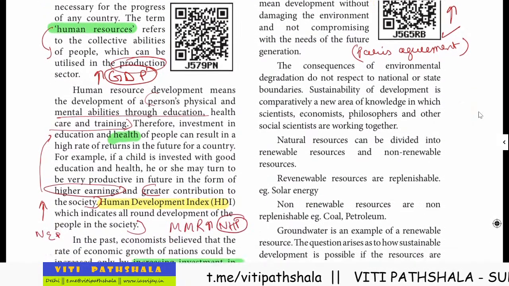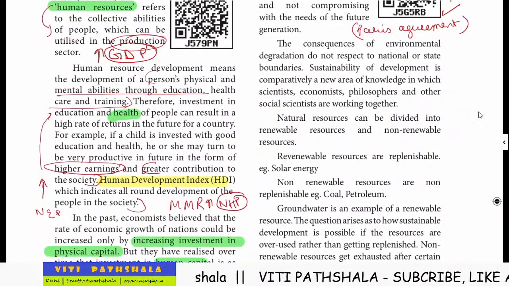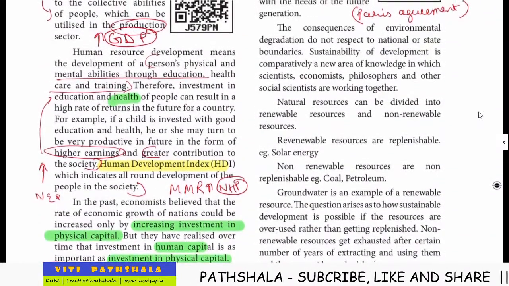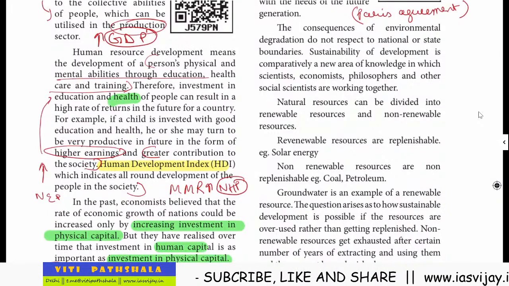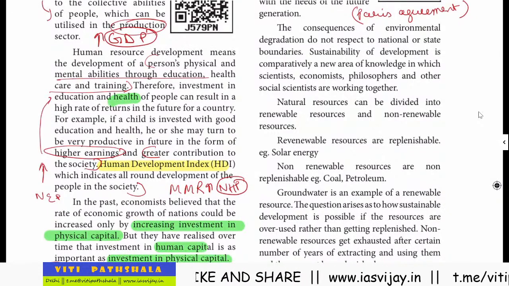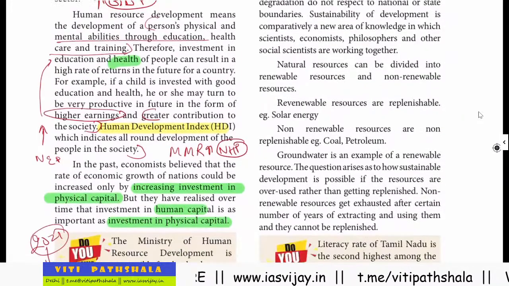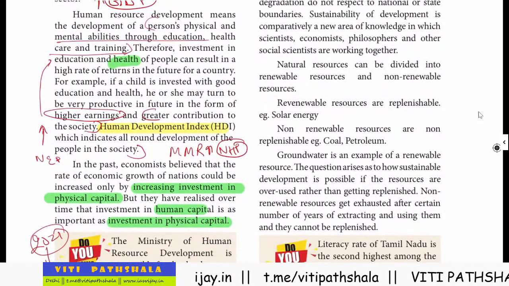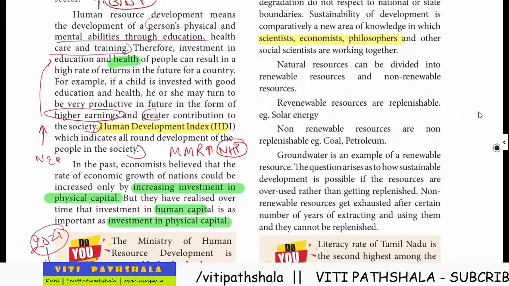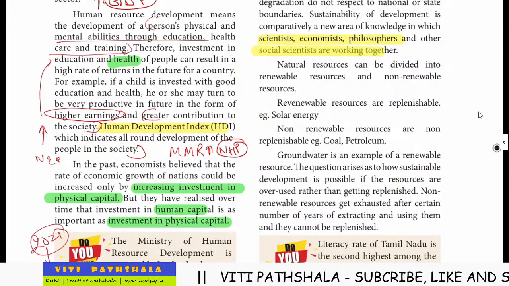The consequences of the environmental degradation do not respect the national or the state boundaries. Now, sustainability of the development is comparatively a new area of knowledge in which the scientists, economists, philosophers, and the other social scientists are working together.